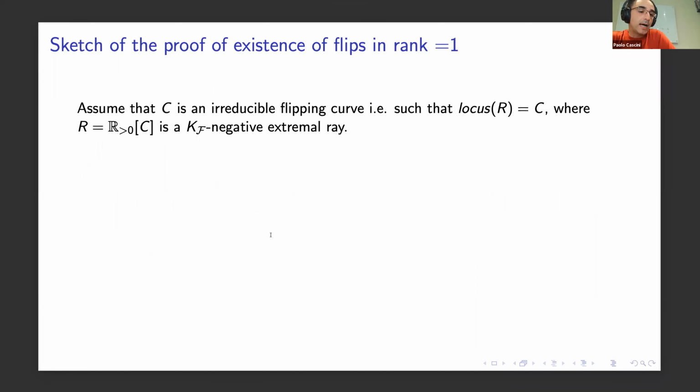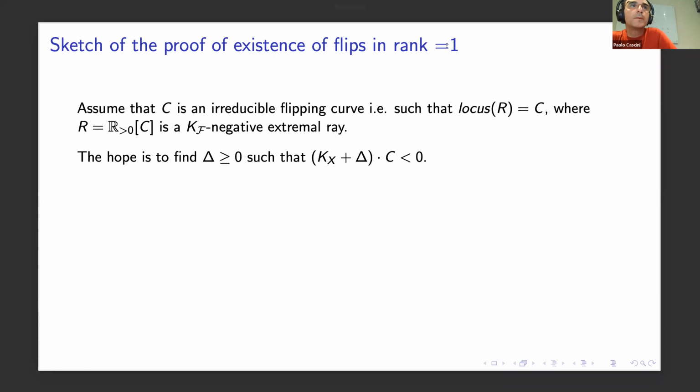Okay, I don't know if I have time to say a few words about the proof. Let me just say very vaguely, because we're running out of time, what the ingredients of the existence of flips are in the case of rank equal to 1, and why the existence of flips took us quite a lot of work. Very briefly, let's suppose that we have a curve which we expect to flip.